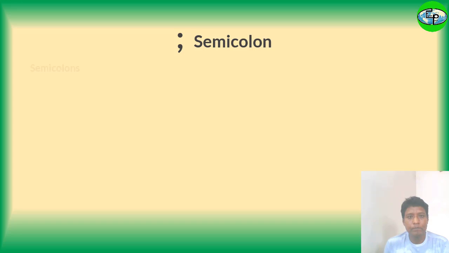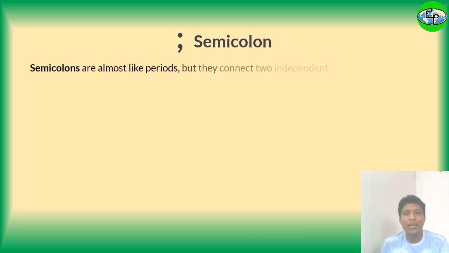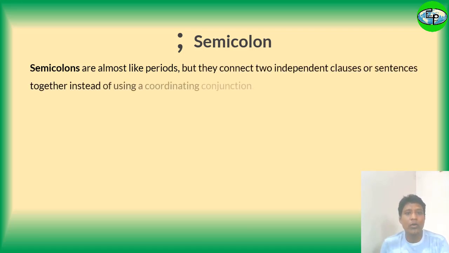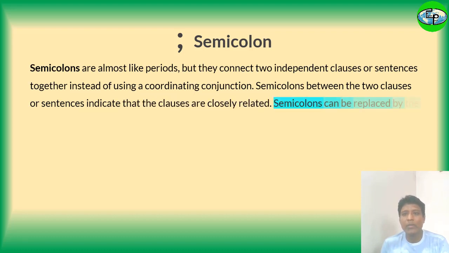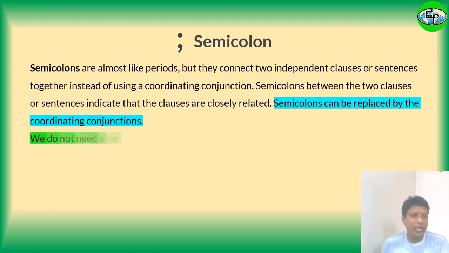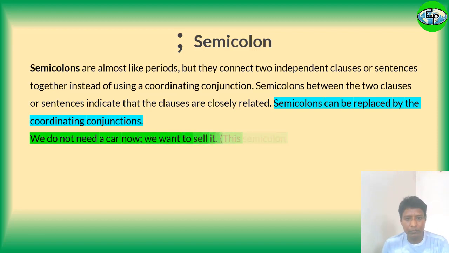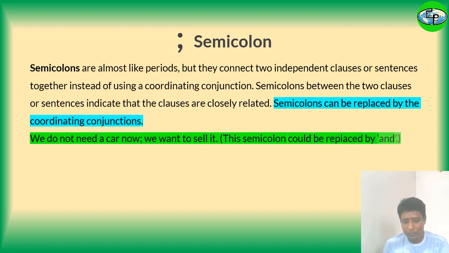Semicolon. Semicolons are almost like periods, but they connect two independent clauses or sentences together instead of using a coordinating conjunction. Semicolons between two clauses or sentences indicate that the clauses are closely related. Semicolons can be replaced by coordinating conjunctions. We do not need a car now; we want to sell it. The semicolon could be replaced by and.